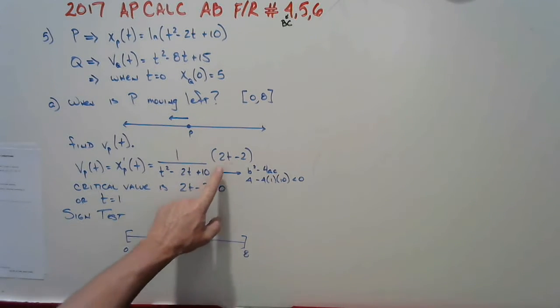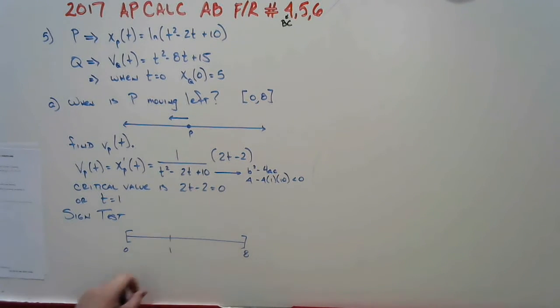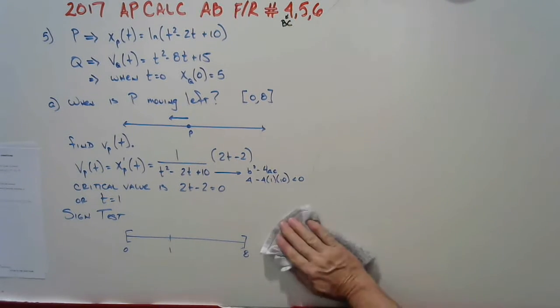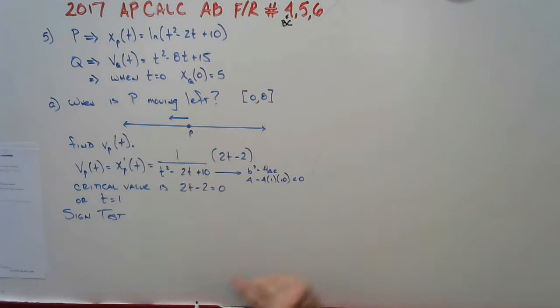We have the derivative, right? The derivative is right here. So let me move that down. I didn't leave a lot of room for the sign test there. So let's just slide that down. Here's 1, here's 0, here's 8. So those aren't really arrows, those are really ends.